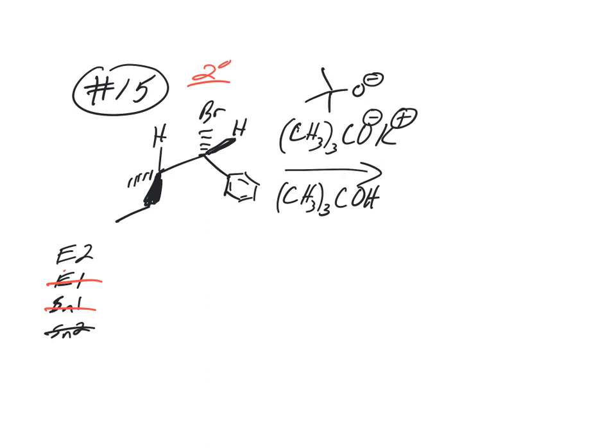How many types of beta hydrogens? Just one. Carbon 1, 2. There are no hydrogens on carbon 3. So there's only one type of beta hydrogen. It's this one. Carbon 1. All right?